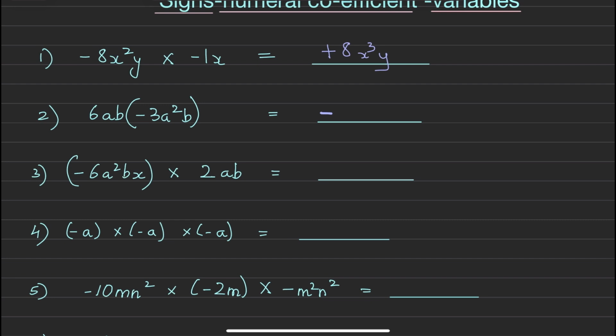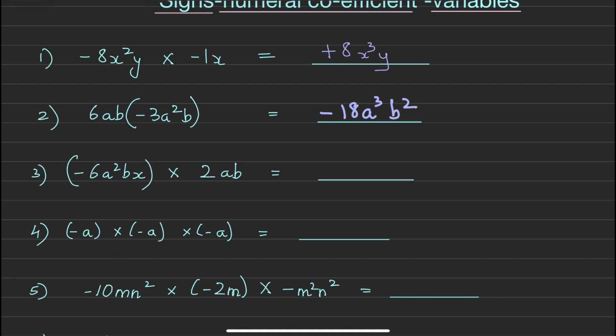Then with the numbers 6 and 3. 6 3s are 18. Then the total number of a's: 1 is here and there are 2 here. So total 3. A cube, or a raised to the power 3. And the total number of b is just 2. This is your final answer.